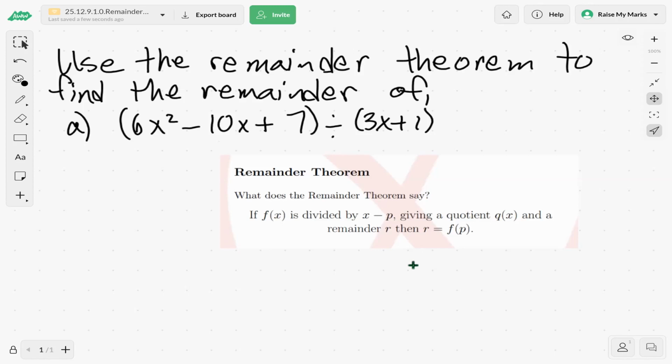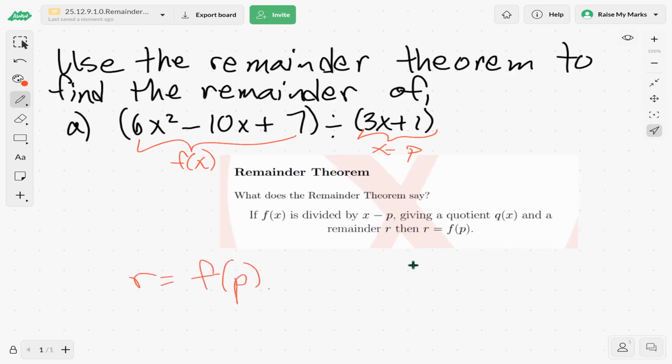Let's have a look at our situation. I think this is our f of x. This is our x minus p. And our quotient is whatever it is. And our remainder r must be f evaluated at p.